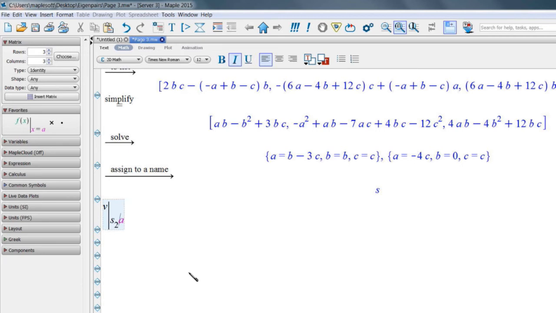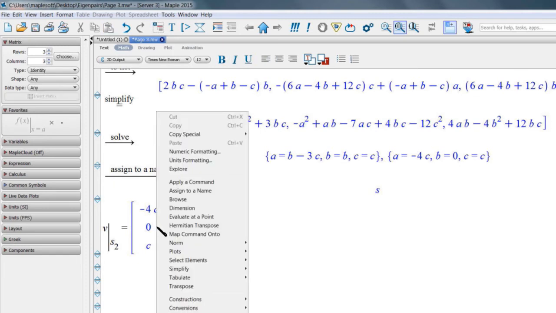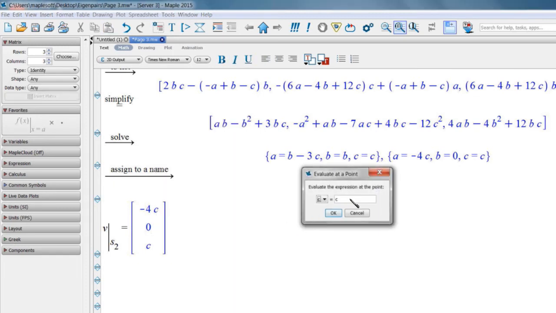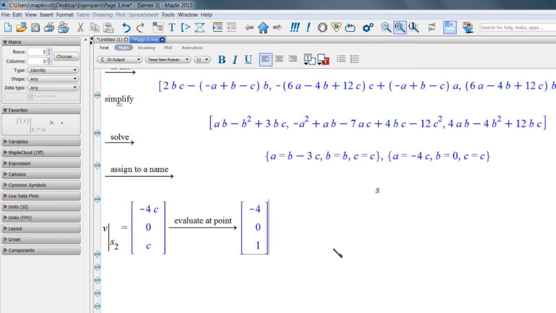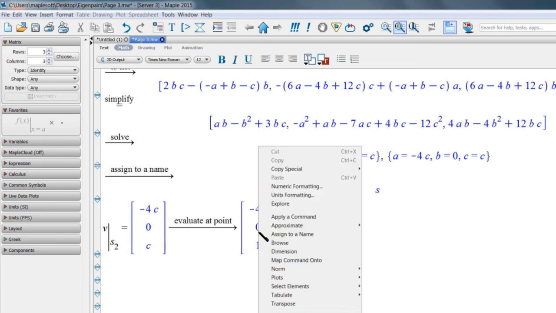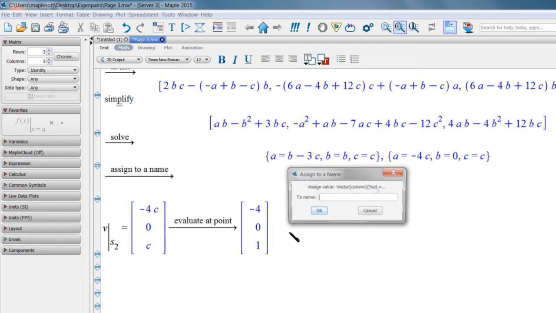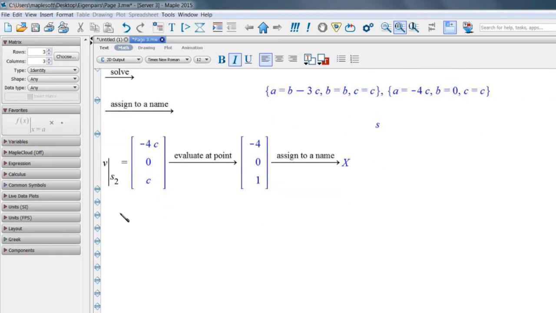I'm going to take the second one first. And there's a multiple of C that I'll set equal to 1. I'll let that be 1. And so I'm going to call this vector X. Assign to a name. Where's Shift? Okay, so there's that one. Well, what about this other one? So we do that again.